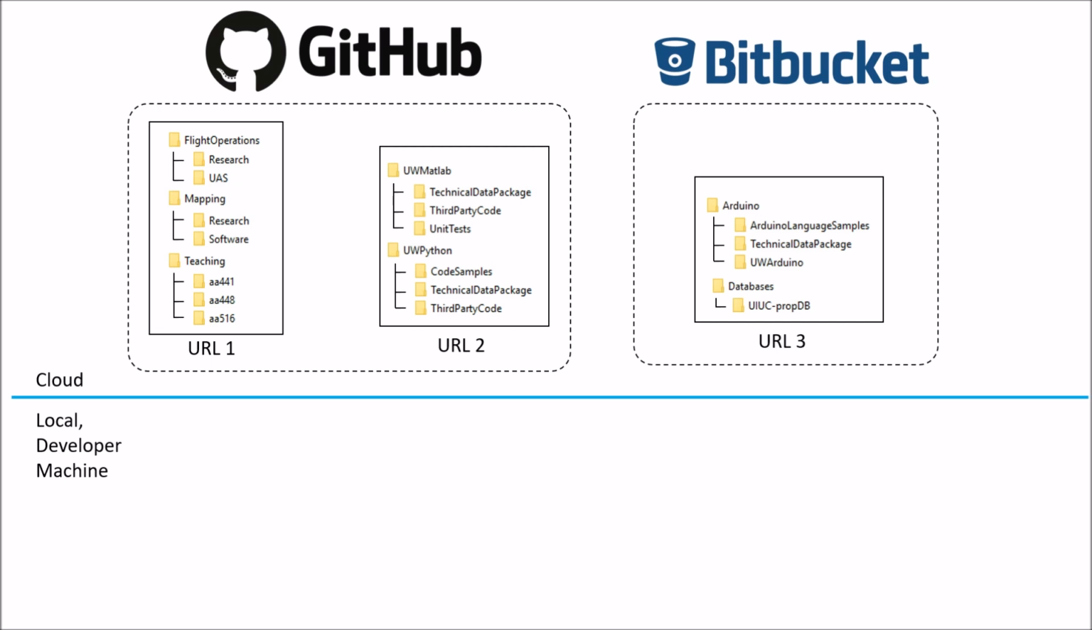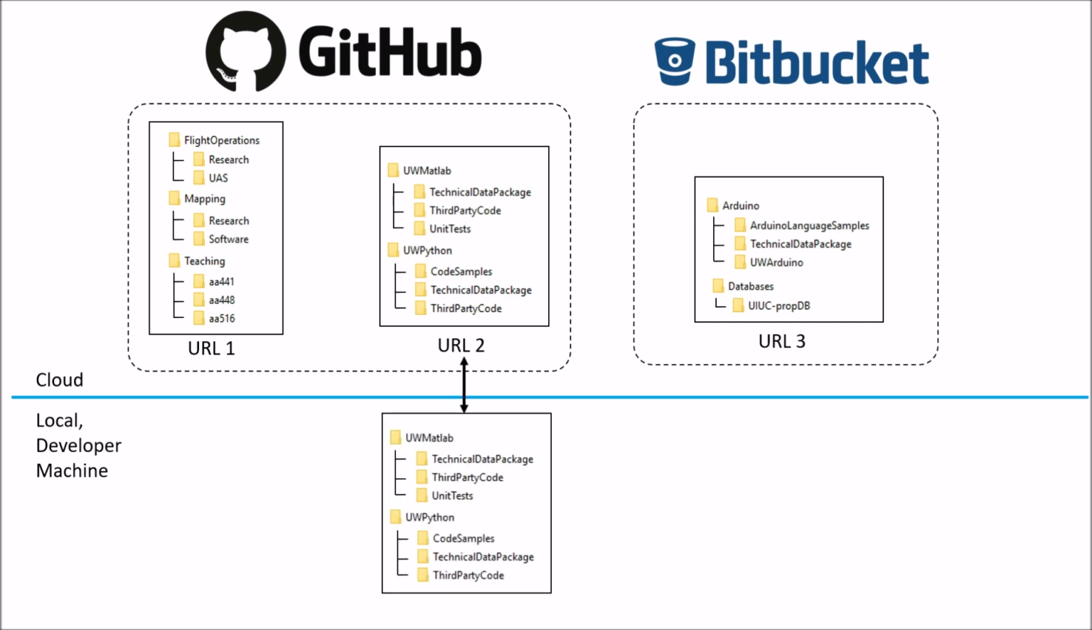The thing to notice is that each one of these repositories will have a unique URL. Once we get a hold of that URL, the idea is we would now like to be able to download or clone those repositories onto our local machine. So for example, we could go find URL number 2 from GitHub and clone that repository down to a local machine where we can make some changes and edits.